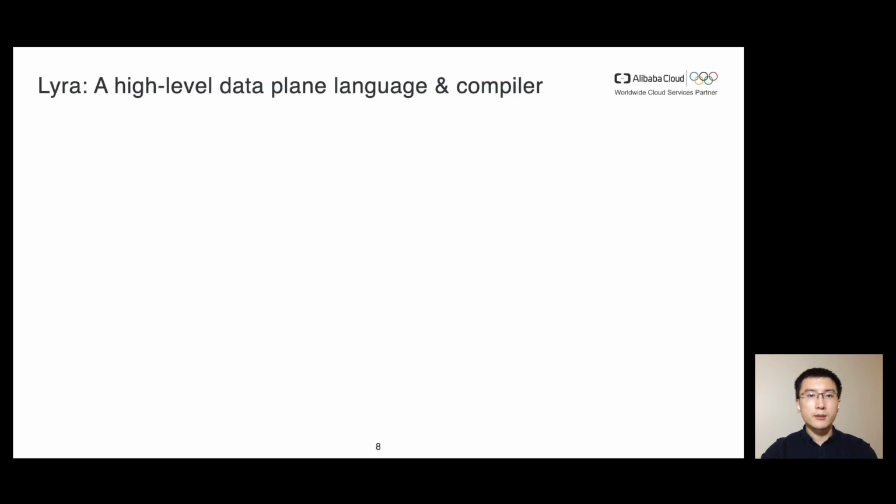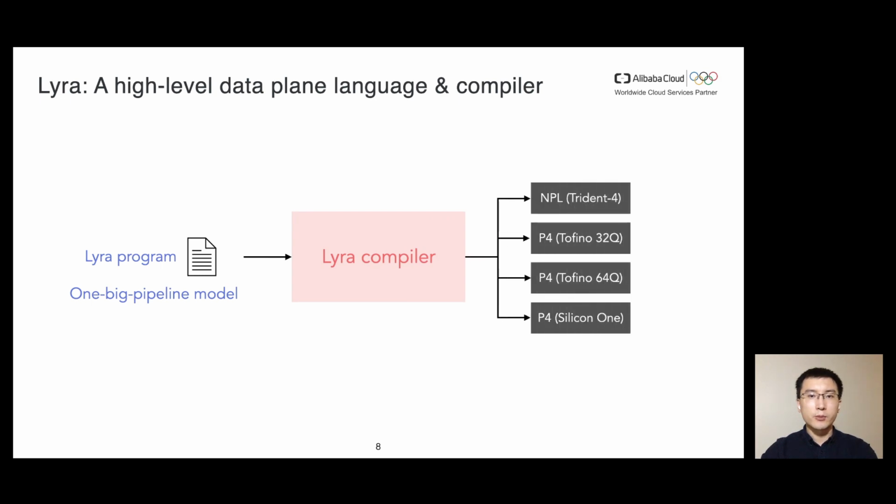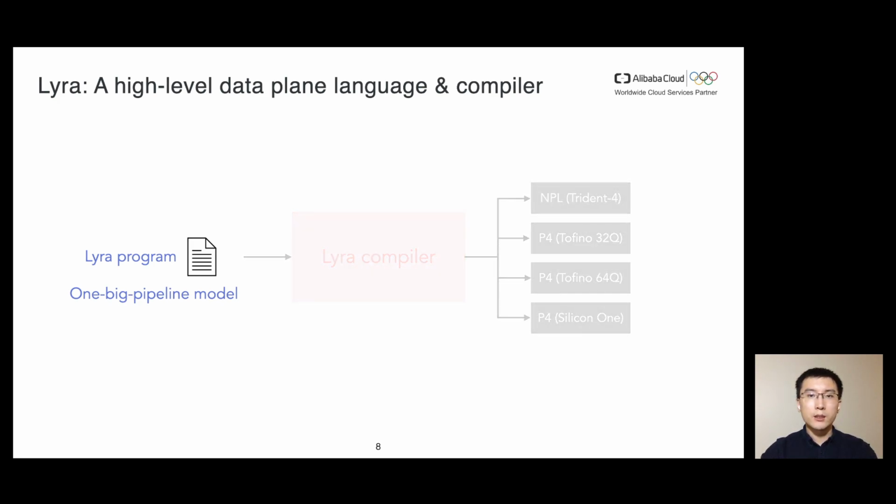So here we present Lyra, a high-level data plane programming language and compiler. Lyra offers a one-big-pipeline abstraction. It is the interface we provide to the programmer that hides the aforementioned three challenges. The programmers only need to write down their intent through the Lyra language. The Lyra compiler can solve the three challenges and compile the program into the chip-specific program for each switch. Let's first see why we need a new abstraction.